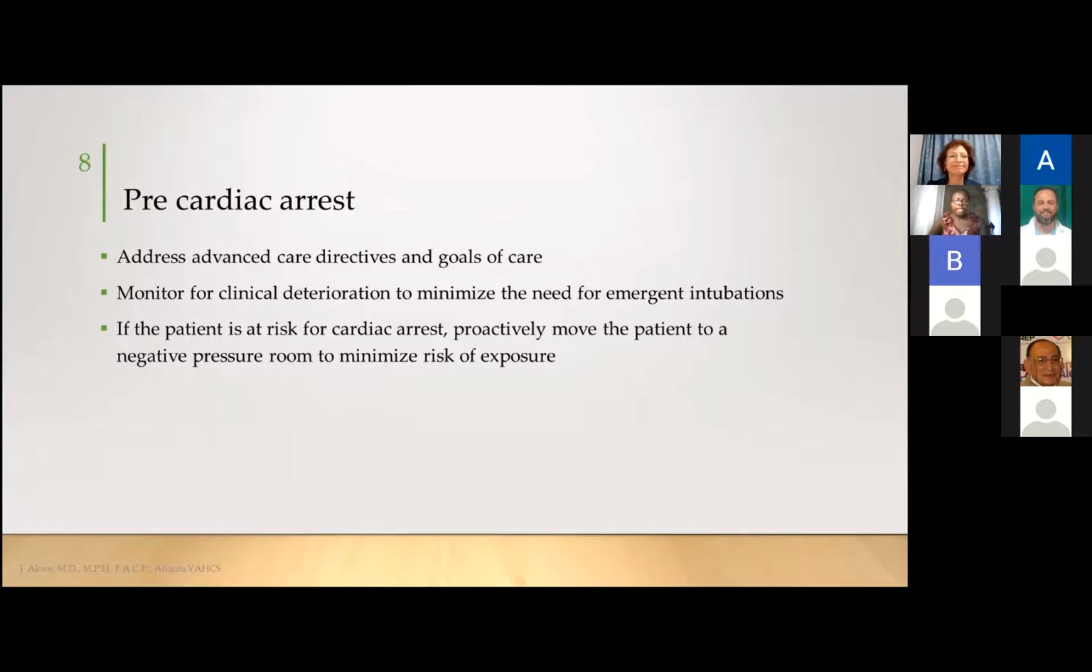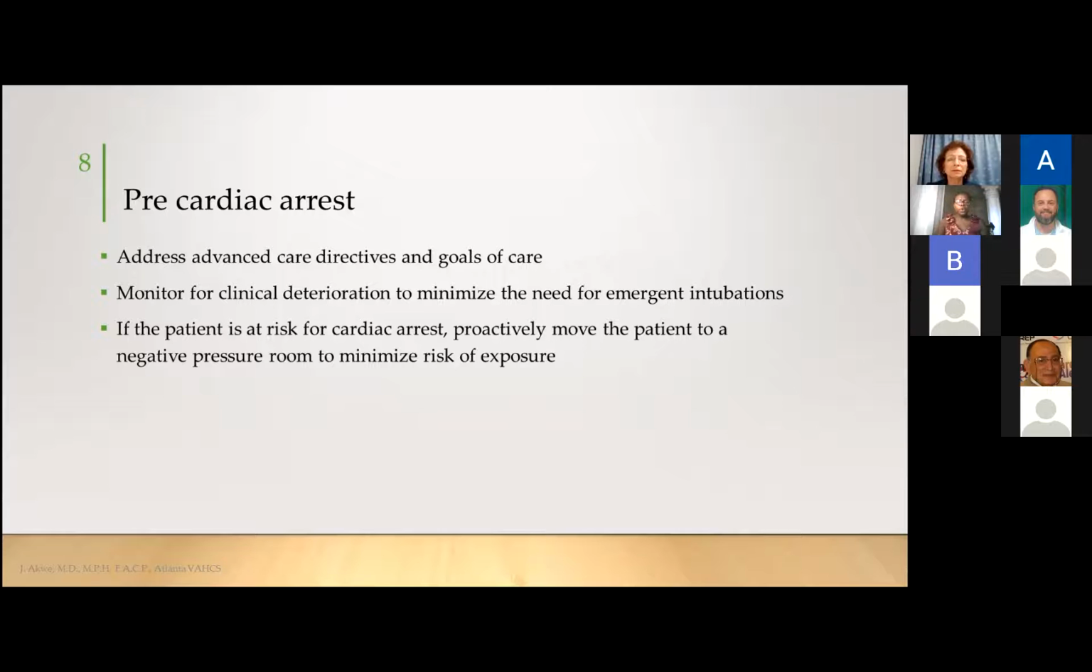So once the patient is admitted with COVID, and generally I think this is something we should try to practice with all our patients, we should address advanced care directives and goals of care on admission. Once the patient hits the hospital, we want to make sure that we have very clear goals of care and advanced directives for this patient. We don't want to be in an emergent situation before having these discussions, maybe with family members.